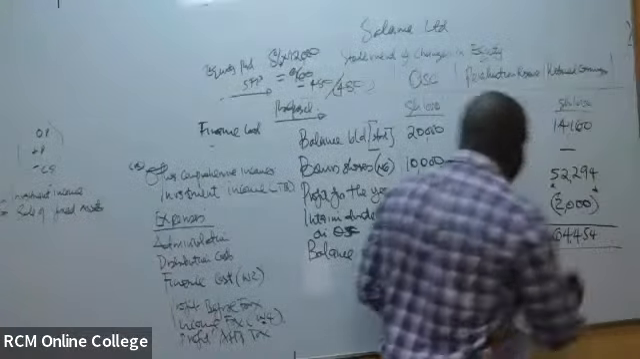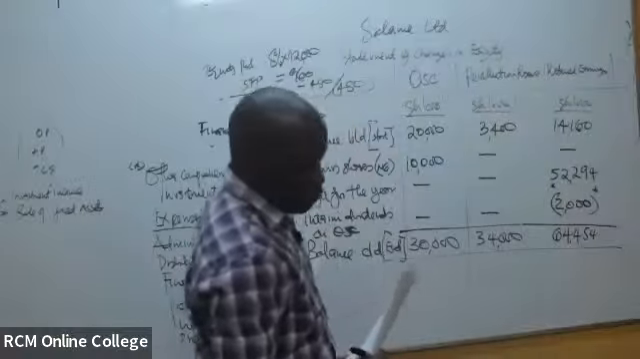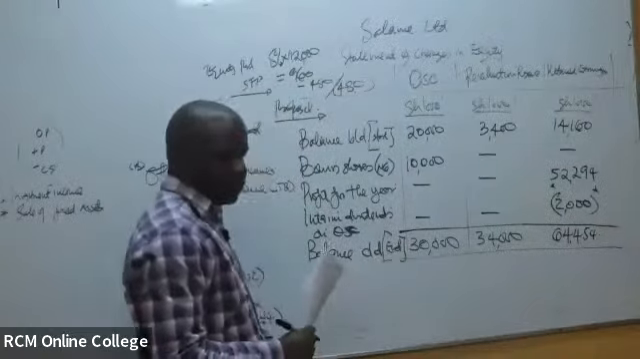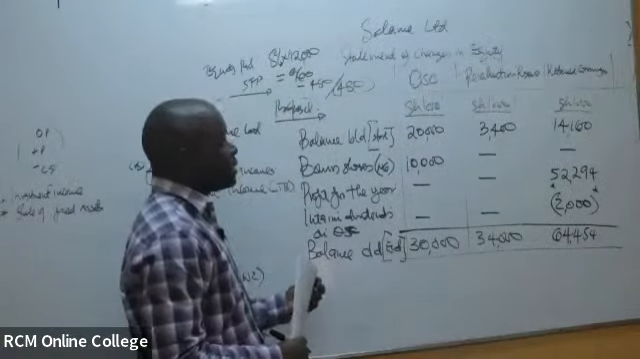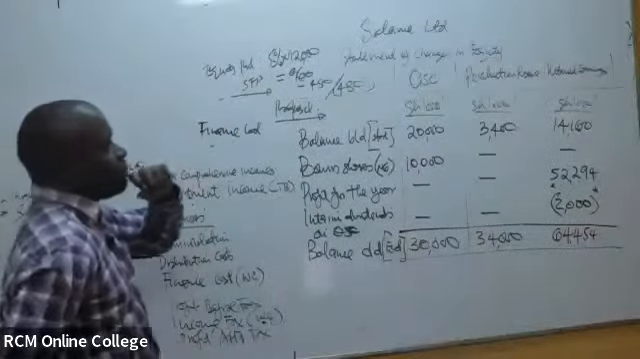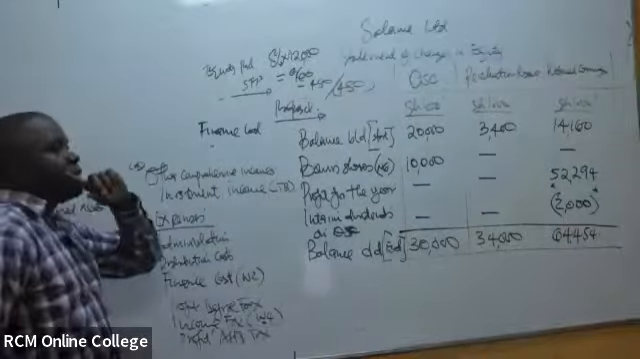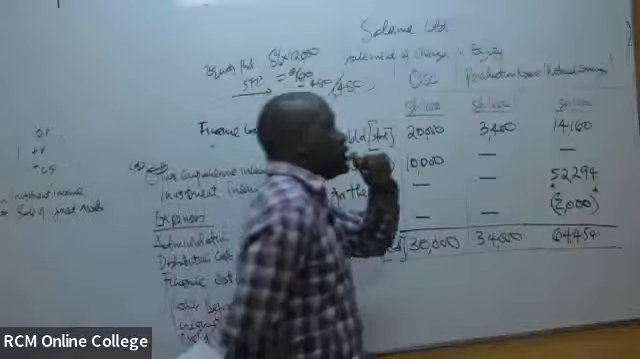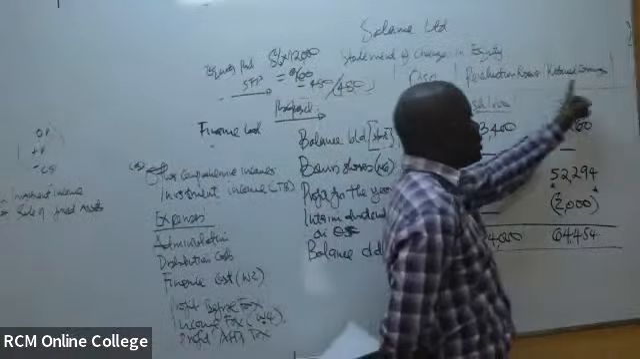64,454. I've just seen the figure there. 64,454. So that is basically, in this case, you'll end up having to prepare what? The statement of changes in equity. So in this case, under the statement of changes in equity, you look at how the equity elements are having to change during the year.